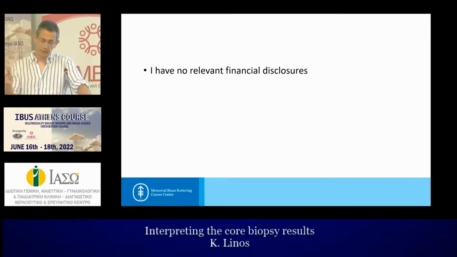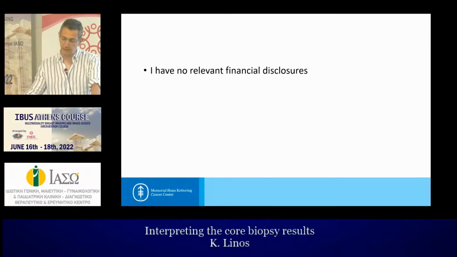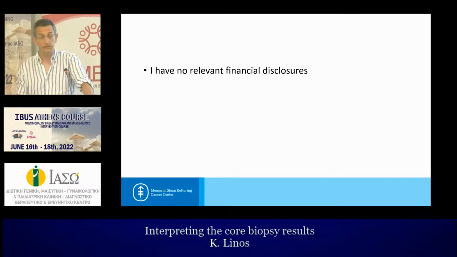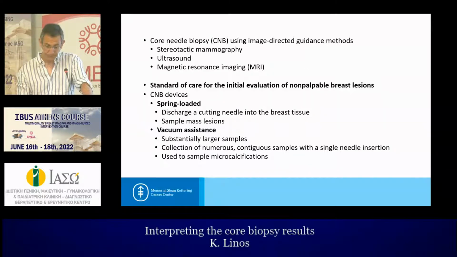You can use a spring-loaded device, as you've heard already, where you discharge a cutting needle into the breast tissue and you sample the mass. Or you can use vacuum assistance. You obviously have substantially larger samples. You have a collection of numerous contiguous samples with a single needle insertion, and it is used to sample microcalcifications.